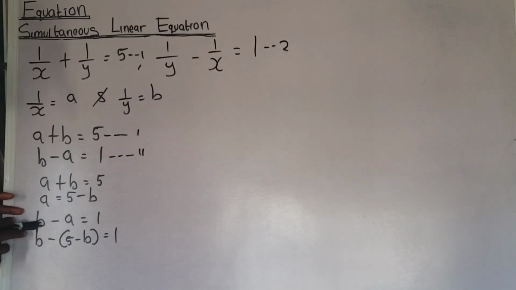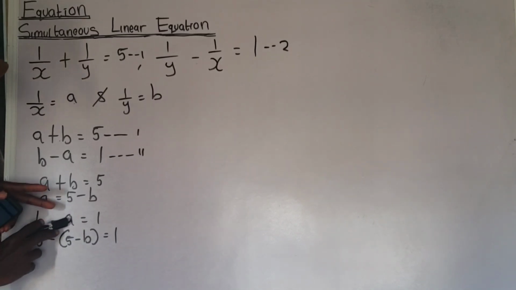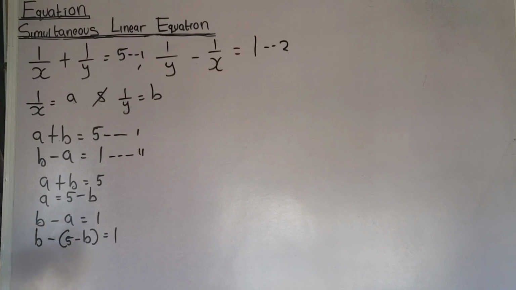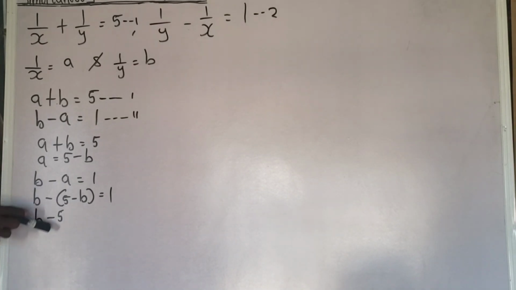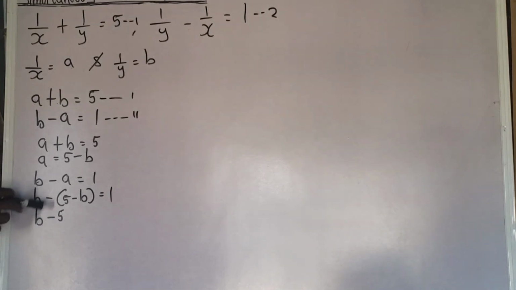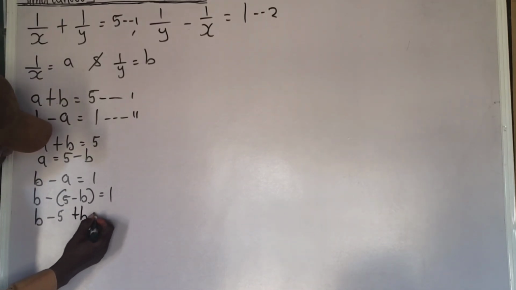You can see b minus a. Instead of a, I substituted 5 minus b. So I'm having this now. From this, I can solve for the value of b. Let us open the bracket with the negative sign. I'm going to have b, minus 1 multiplied by 5, I'm going to have negative 5. Minus 1 multiplied by minus b, I'm going to have positive b, is equal to 1.